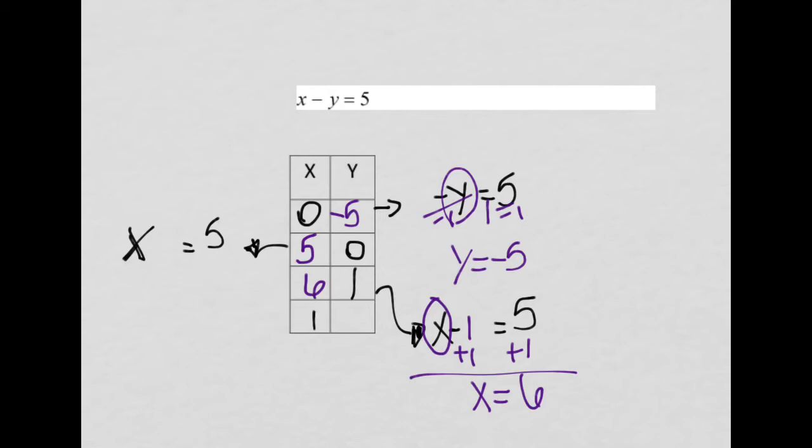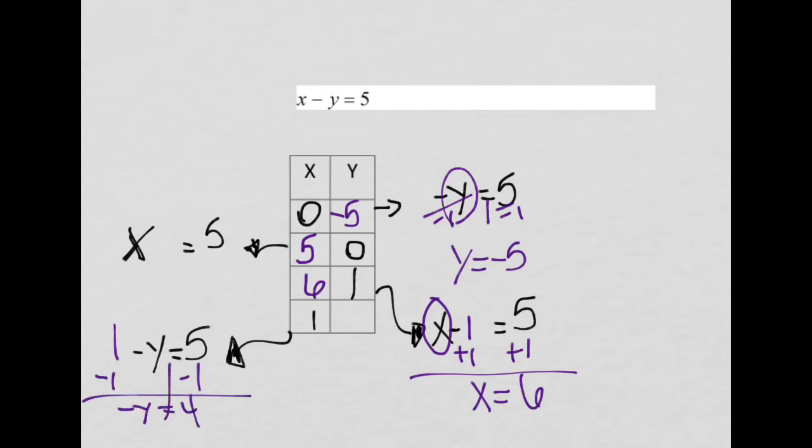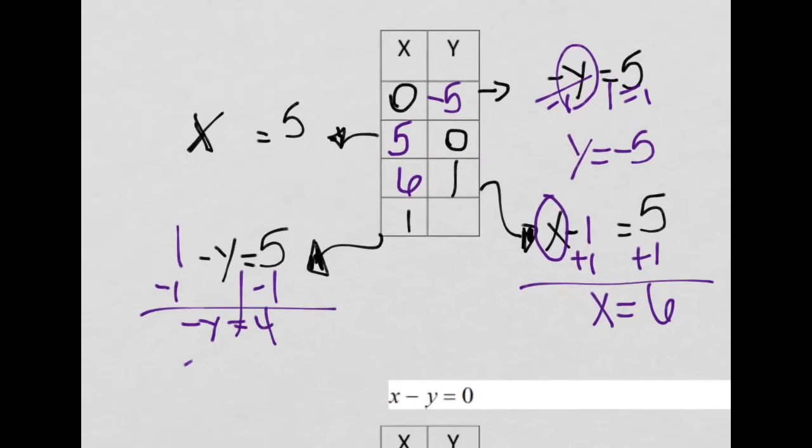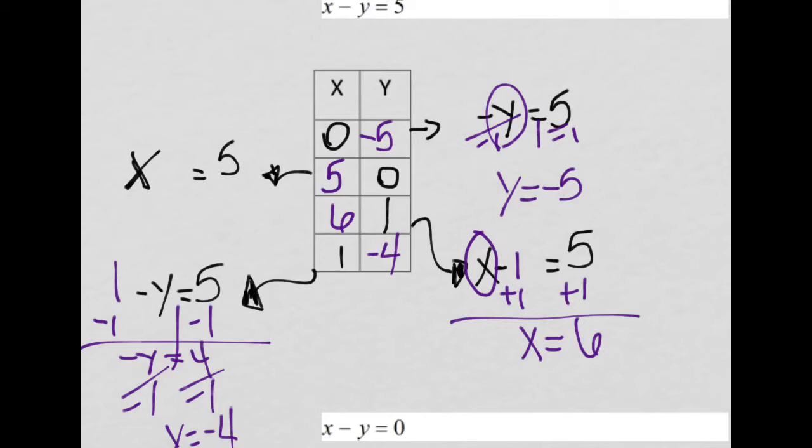And now I have to do the same thing when x is 1. So I have x minus y equals 5, but instead of x, I'm going to scribble out the x, and I'm going to plug in the number 1. How do I get rid of that 1? Subtract 1 from both sides. And I have negative y equals 4. I can't leave it with a negative y, so I have to divide by negative 1, divide by negative 1. Y equals negative 4. That is how we complete our table.